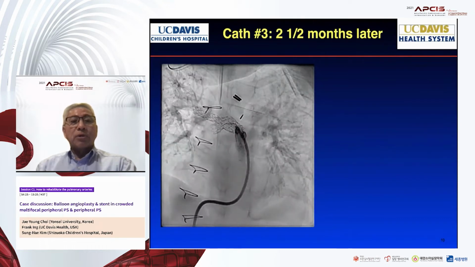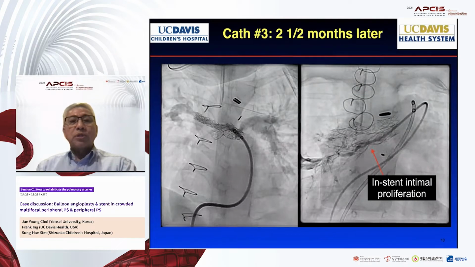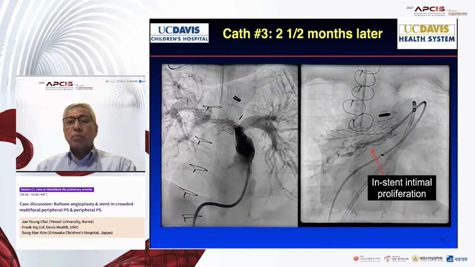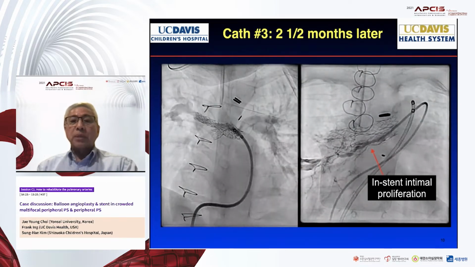You see that there's improved flow to the middle lobe, but you can clearly see that with the residual waist in the stent, it's not surprising to see that there's a lot of intimal proliferation within that waist. And again, the flow has been diminished because of that.